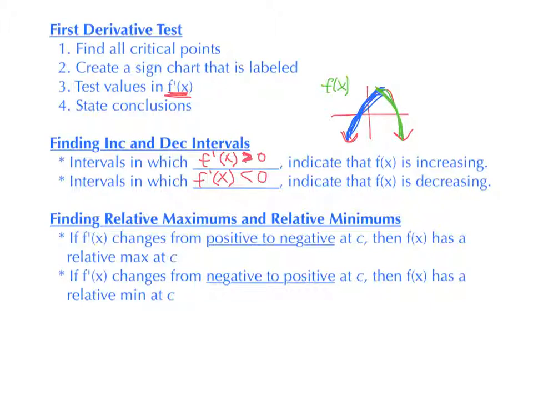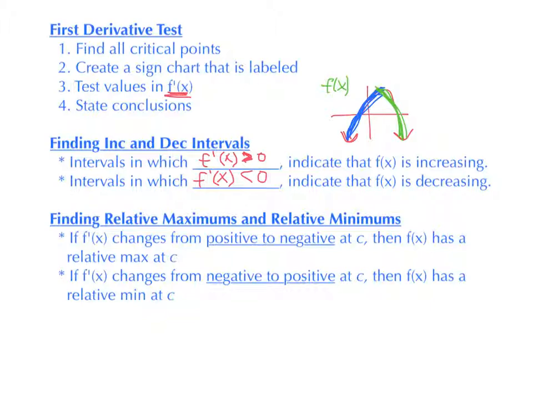Well, it's where the slope is negative. Okay, finding relative maximums and minimums. So then once we understand where we're increasing and where we're decreasing, well, then we can understand where we have relative maxes and mins.